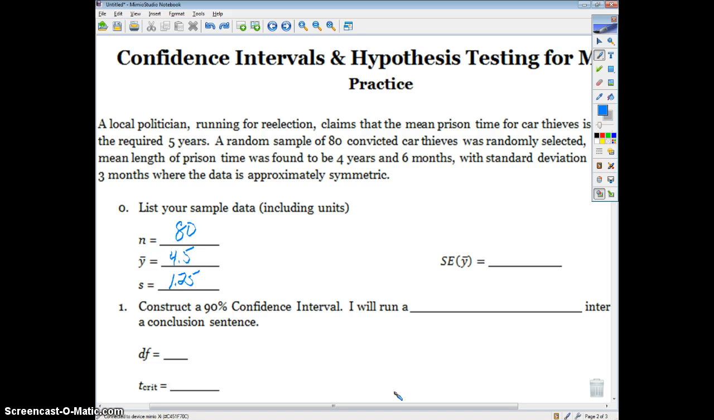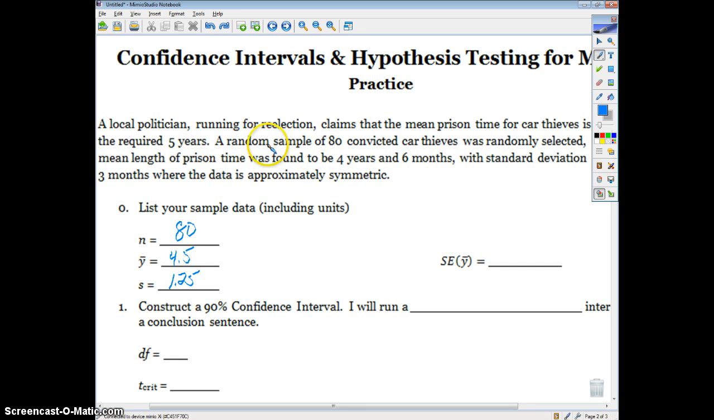Video class. All right, the local politician running for re-election claims that the mean prison time for car thieves is less than the required 5 years. Okay, so we're going to do a little bit of confidence intervaling and hypothesis testing.